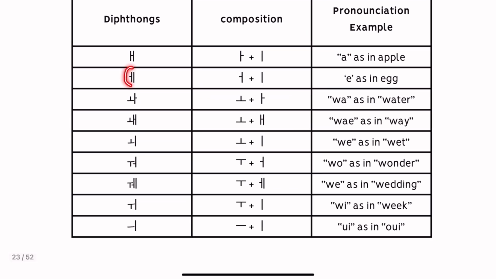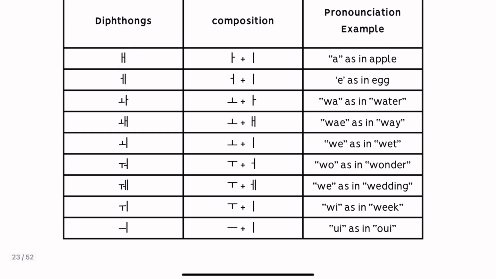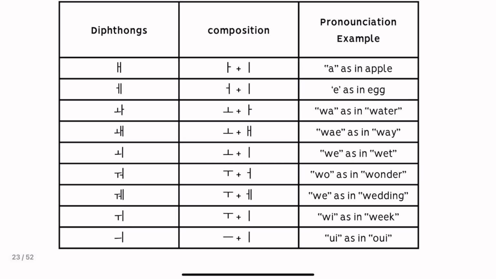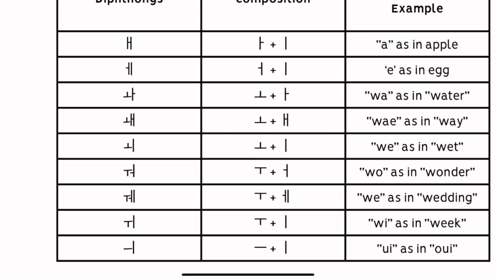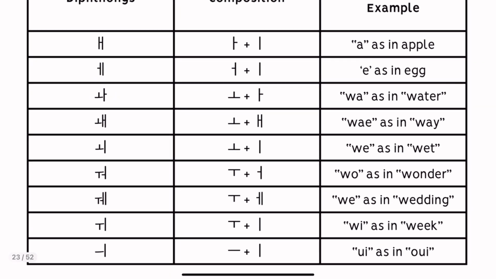And another one, this, e, is quite similar in sound to this ae sound, not exactly the same, but similar. The composition of this diphthong is combining ye and i. So for example, like the e sound in egg. And another one, this sounds like wa. The composition of this diphthong is combining o and a sounds.